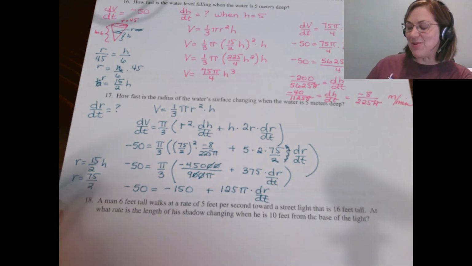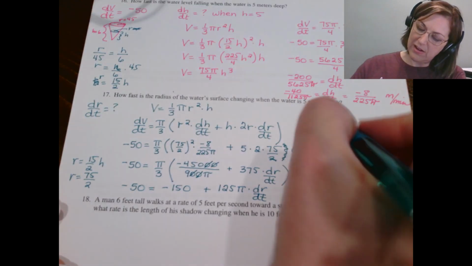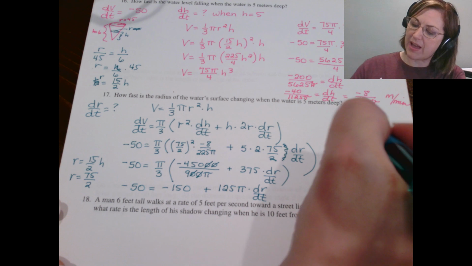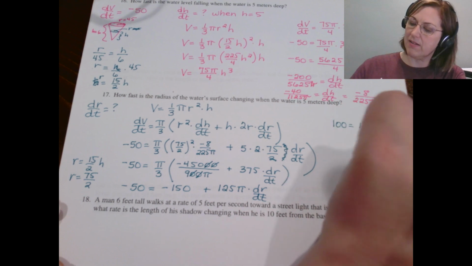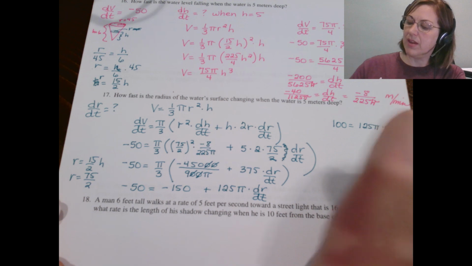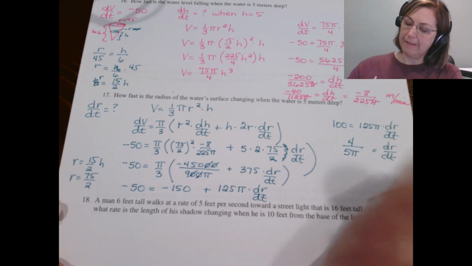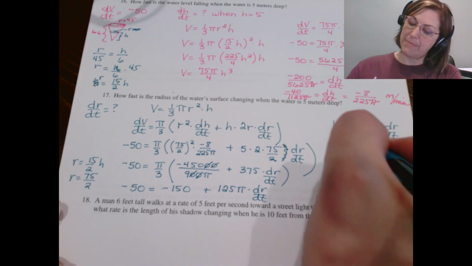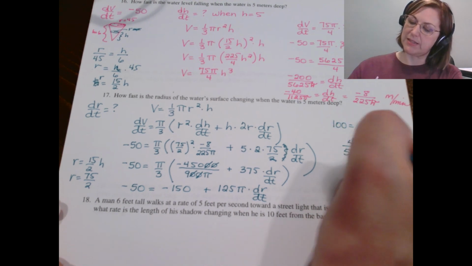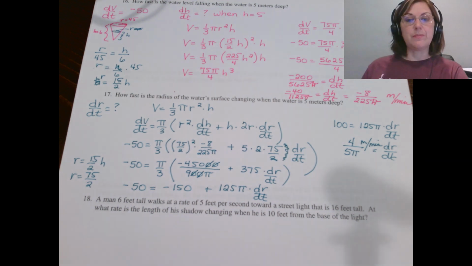So I'm going to add the 150. That gives me 100 equals 125 pi dr/dt. Then I'm going to divide by that 125. It's going to give me 4/5 pi. And my units are meters per minute. So, a good cone problem there to work through.